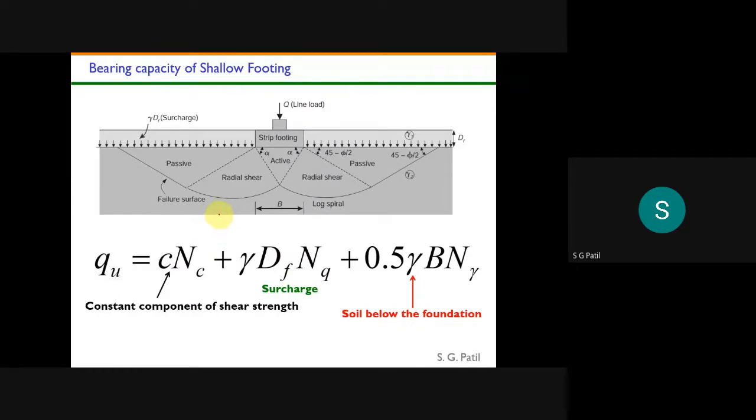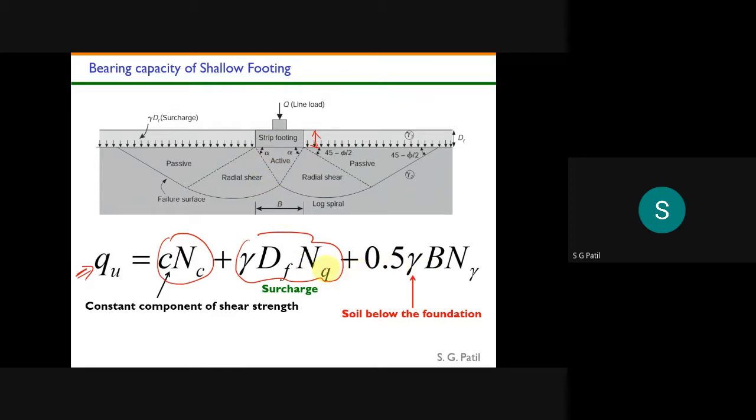Just recall what we studied in shallow foundations. If you remember, the ultimate load carrying capacity of shallow foundations is cNc plus qNq plus 0.5 gamma B N gamma. The first term is contributed by the cohesion of your soil, the second term is contributed by the surcharge, that is the soil present above the footing, and the third term is contributed by the soil present below the footing.